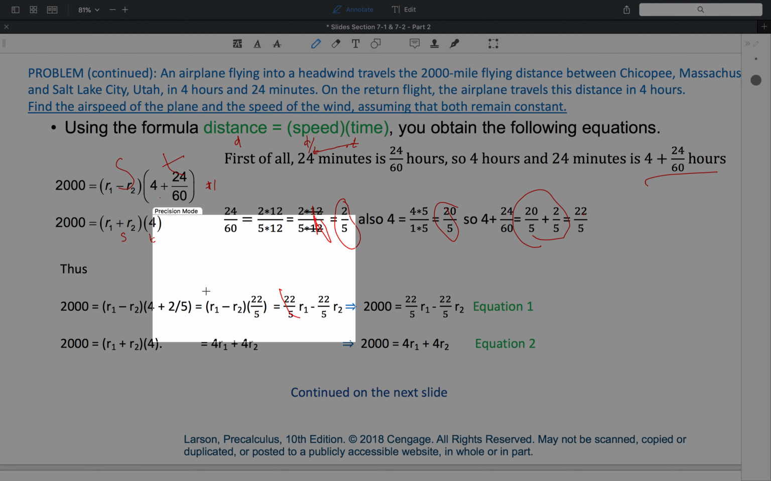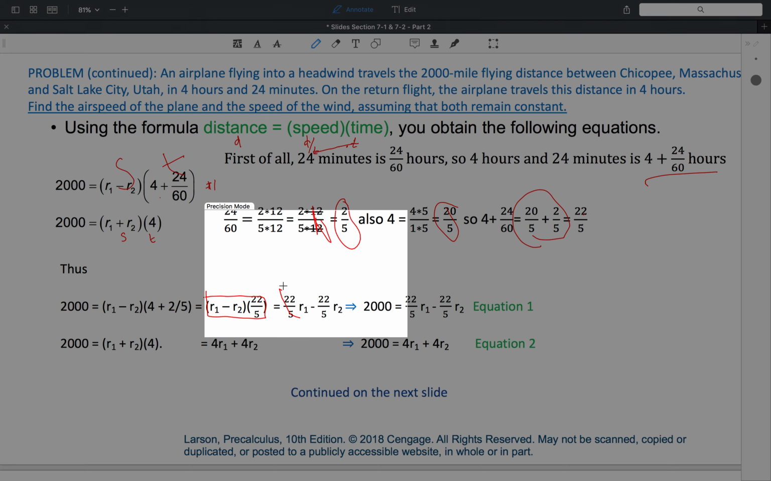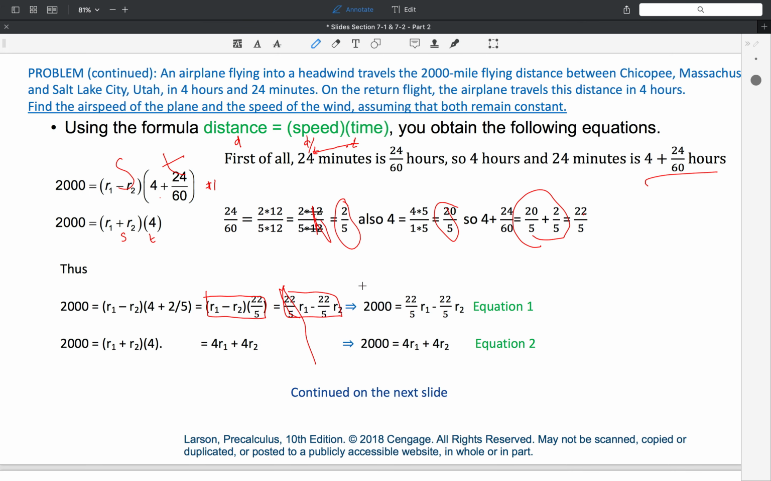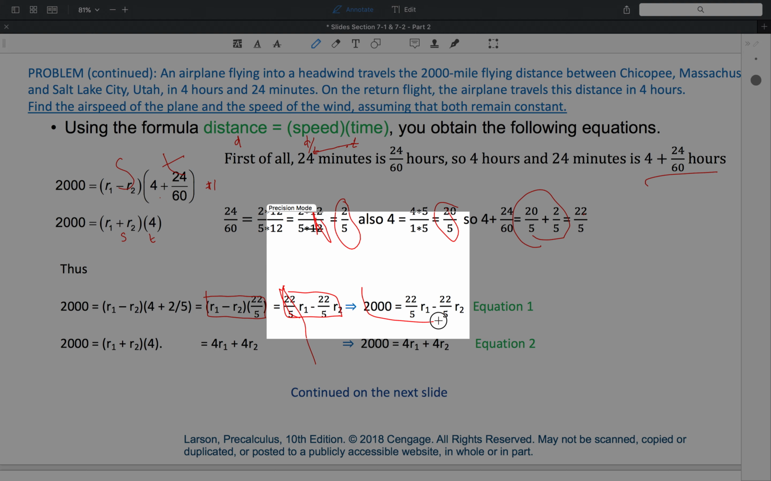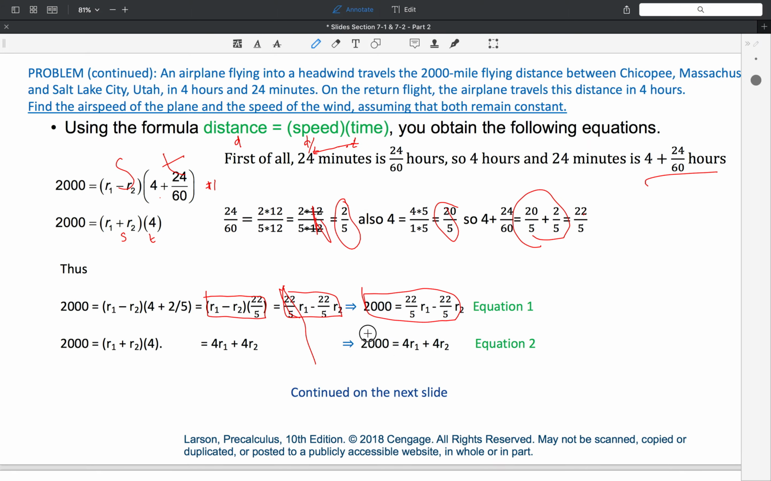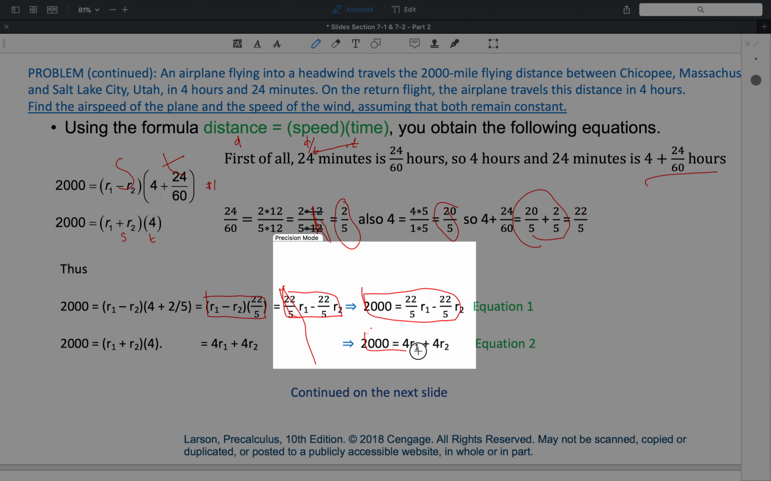Oops, sorry, let me do that here. And then now I multiply these things, and this is what I get over here. So when I multiply, I get this. And then to simplify things and restate, here's equation 1. And then here's equation 2. So now I have my 2 equations.